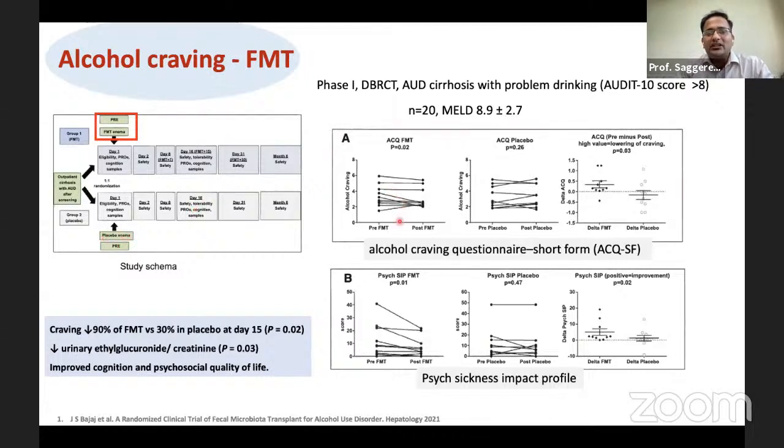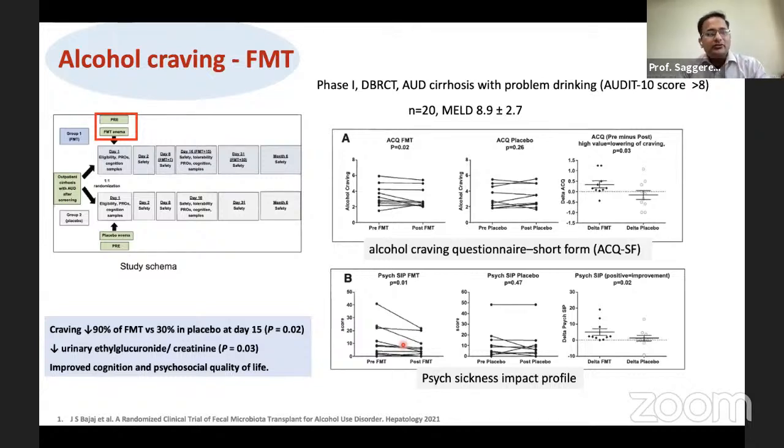And what they saw was the alcohol craving questionnaire showed decreased craving in the group which received the FMT compared to the placebo enema group. Craving was reduced by 90% in the FMT group compared to only 30% in the placebo enema group at day 15. And also there was a reduction in the urinary ethyl glucuronide levels. And additionally, there was improved cognition, and the psychosocial sickness impact profile was better in patients in the FMT group.